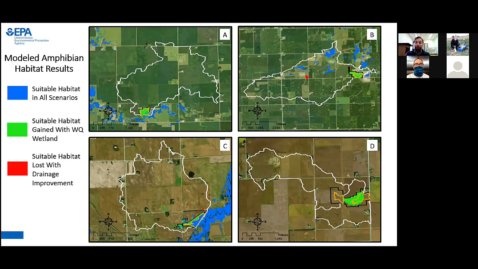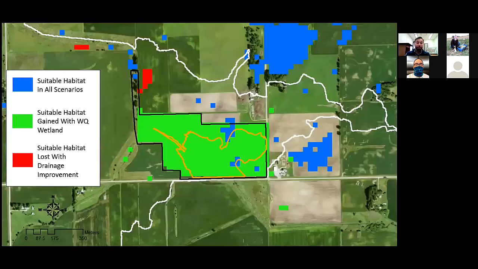And I know this is kind of hard to see, so we're going to zoom in to the second catchment here for a closer look. So in this case, almost the entire conservation easement, which is delineated here in black and surrounding the water quality wetland, which is outlined in orange, is operating as suitable amphibian habitat. So the green portions are gains in suitable amphibian habitat due to the addition of the water quality wetland.